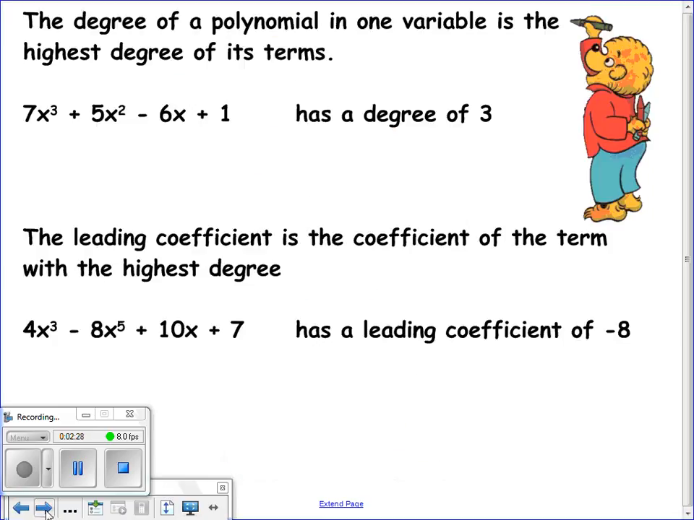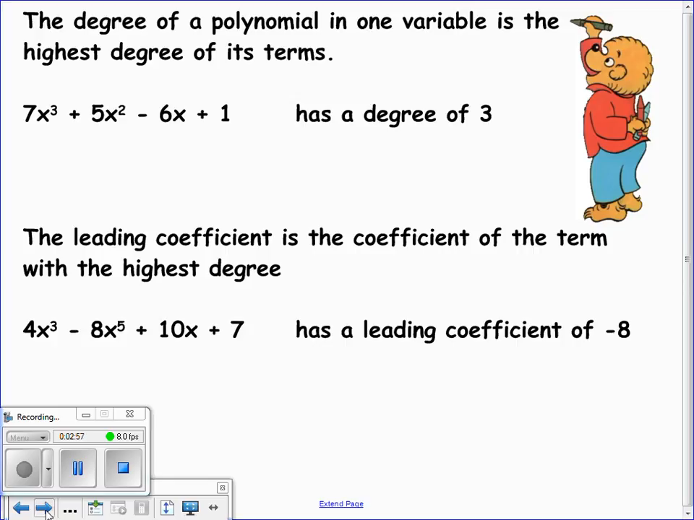All right, the degree of a polynomial in one variable. So we're not dealing with x, y, z combined, not multiple variables, just x. The degree is the highest degree of its terms. So if we're looking at this one, the highest exponent is 3. So we say it has a degree of 3. What else does that 3 mean? How many answers will this have? 3 answers. It's the highest exponent.